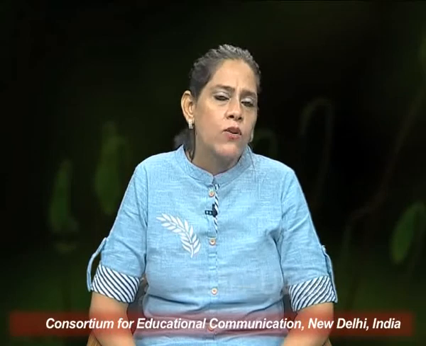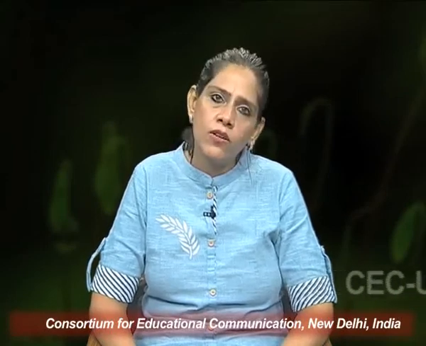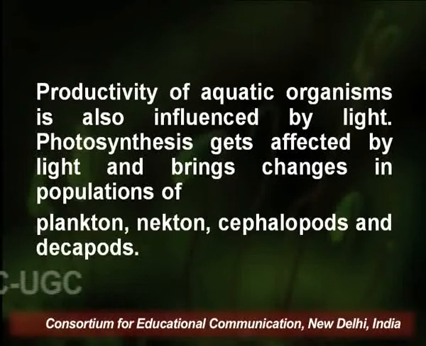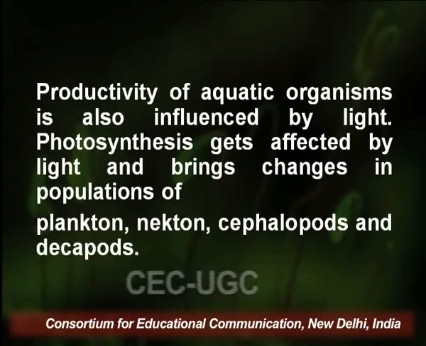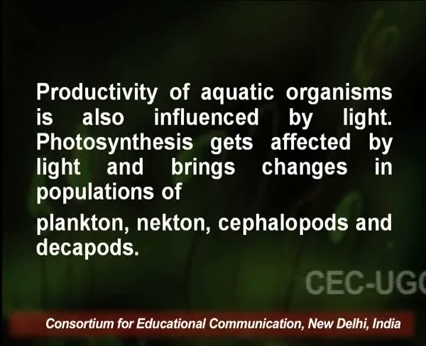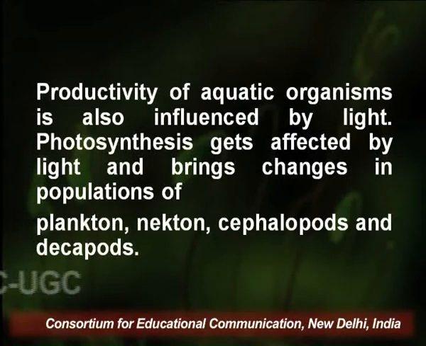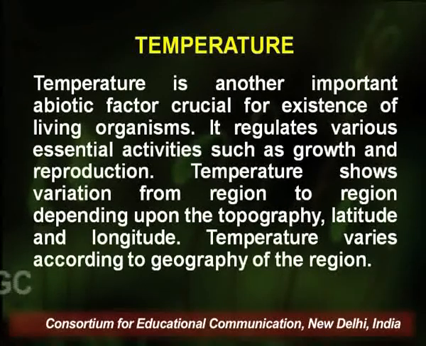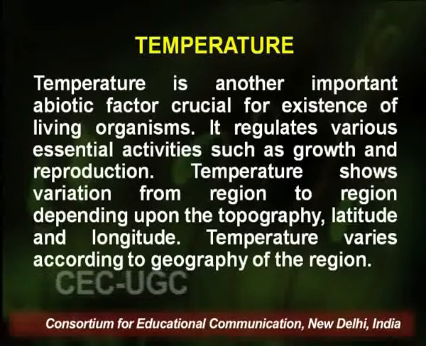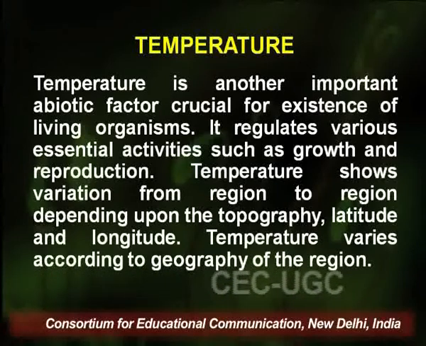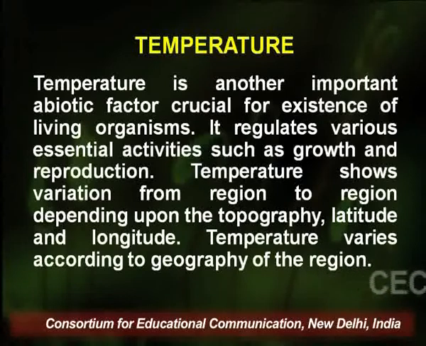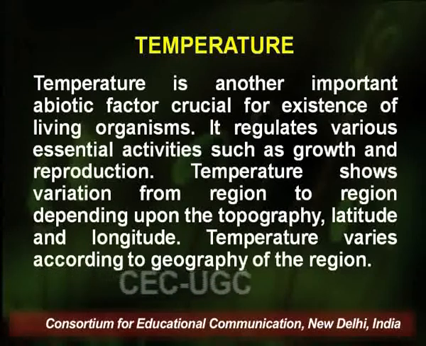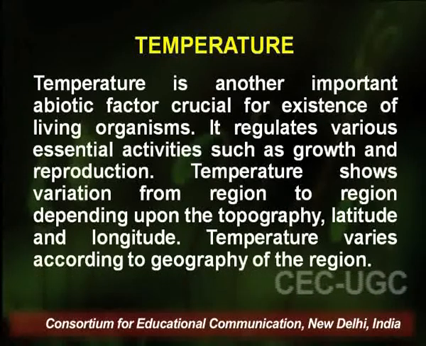If we talk of aquatic organisms, the productivity of aquatic organisms is influenced by light. Photosynthesis gets affected by light and brings changes in the populations of plankton, nekton, cephalopods and decapods. Now, let's move on to the third important ecological factor, temperature. We all know light and temperature are connected to each other and they both are influenced by solar radiation. So, let's move on to the study of temperature and how it affects the ecosystem.